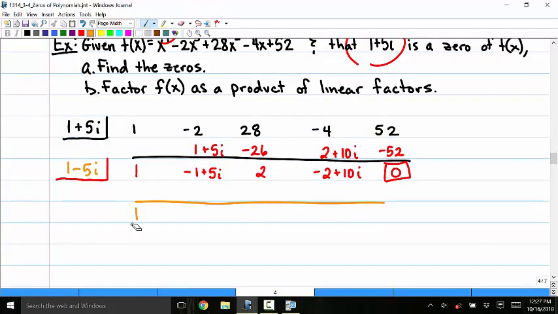Okay, bring down the 1. 1 times 1 minus 5i is 1 minus 5i. What do I get? 0. 0 times 1 minus 5i is 0. Bring down the 2. 2 times 1 minus 5i is 2 minus 10i. If you don't believe me, do it on your calculator. 2 minus 10i, and I get 0.